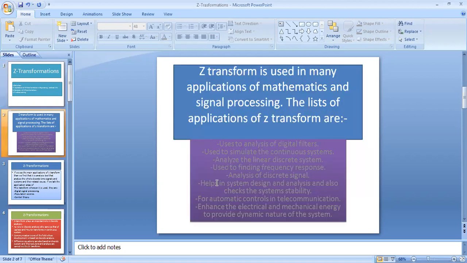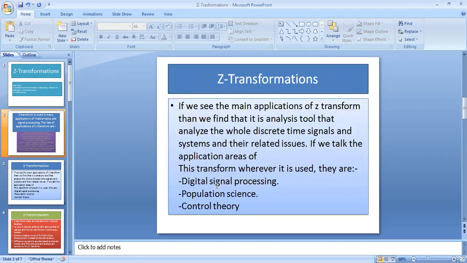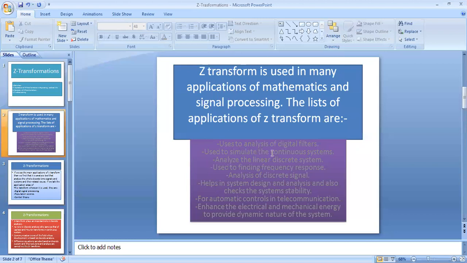Now, the Z transform is used in many applications of mathematics and especially signal processing. The list of applications of Z transforms: it is used for analysis of digital filters, to simulate continuous systems, to analyze linear discrete systems, for finding frequency responses, for analysis of discrete signals, it helps in system design and analysis, and it also checks the system's stability.